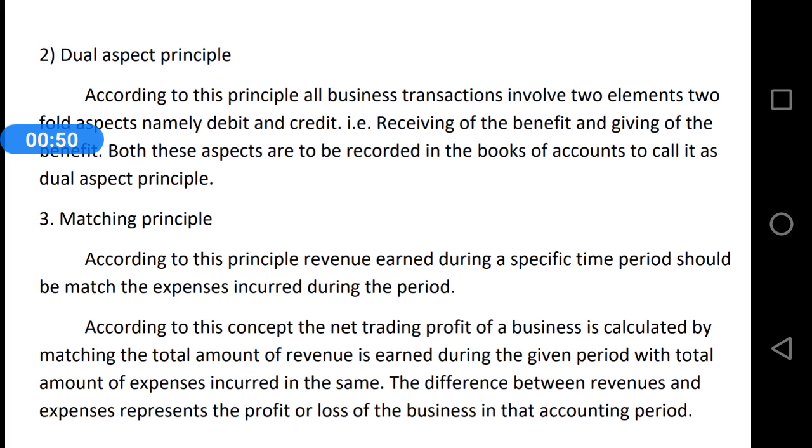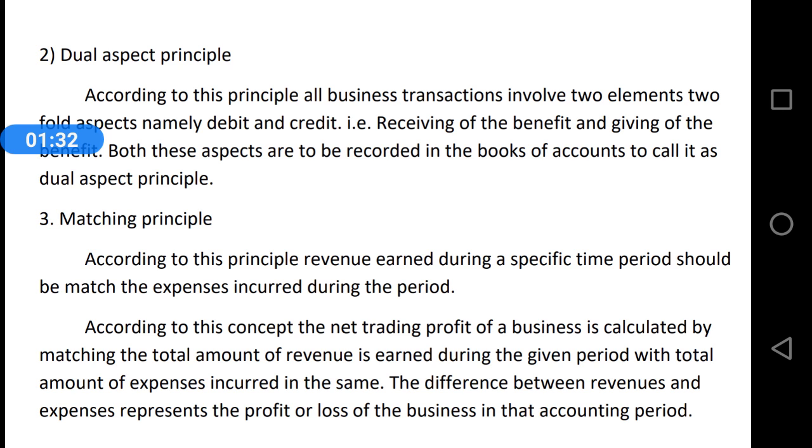Whether the revenue is earned or not, or in other words, the revenue is recognized or the revenue is generated but not yet received, we have to consider the receivable revenues also. Whether revenue is earned or not, or the expenses incurred or not, we have to consider these events.